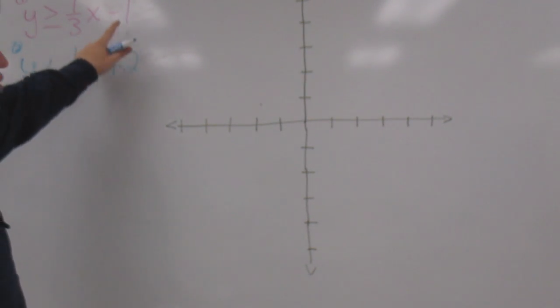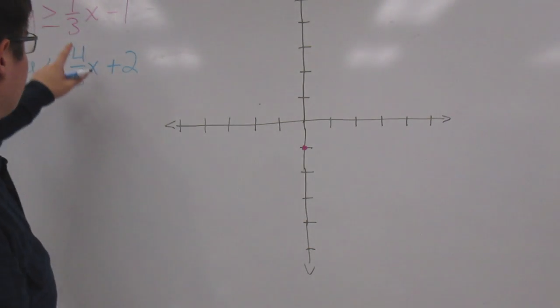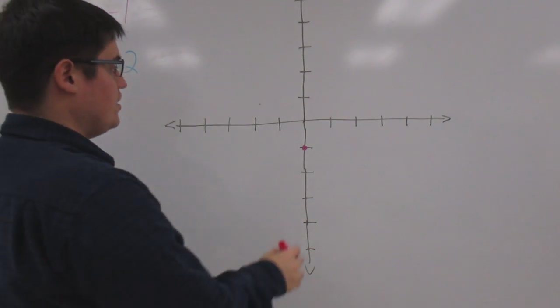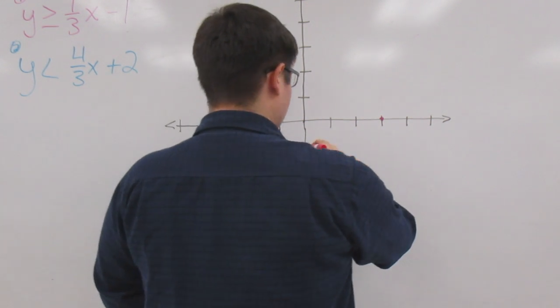Okay, so graphing the first one, I go down 1 for my y-intercept. My slope is 1 over 3. So 1, 1, 2, 3. I can connect the 2 points.